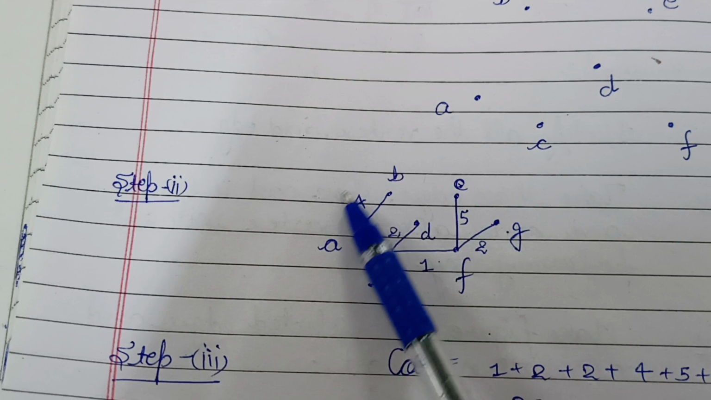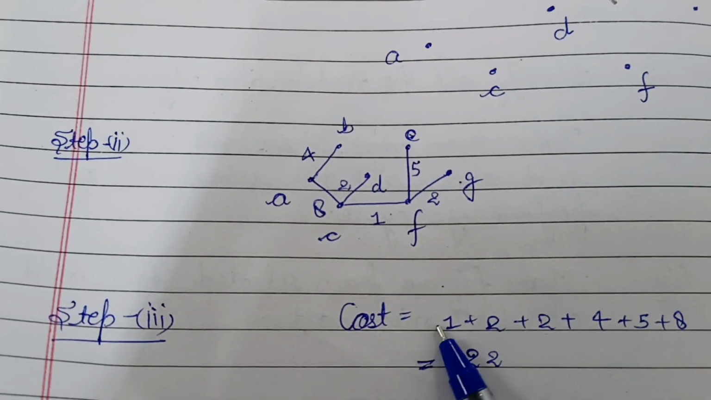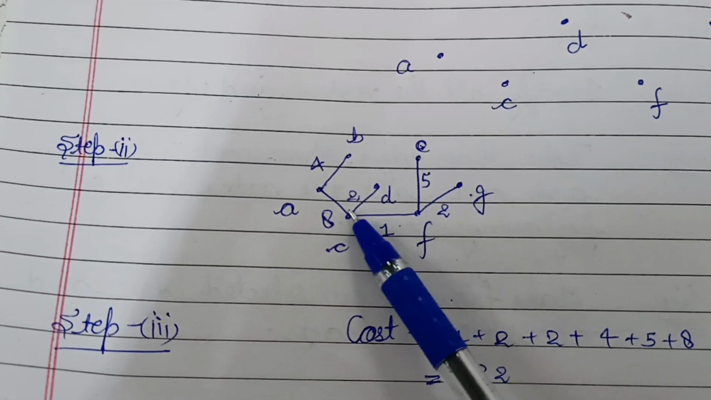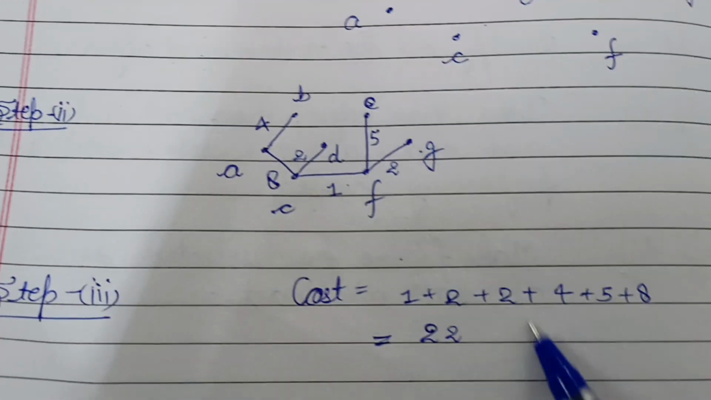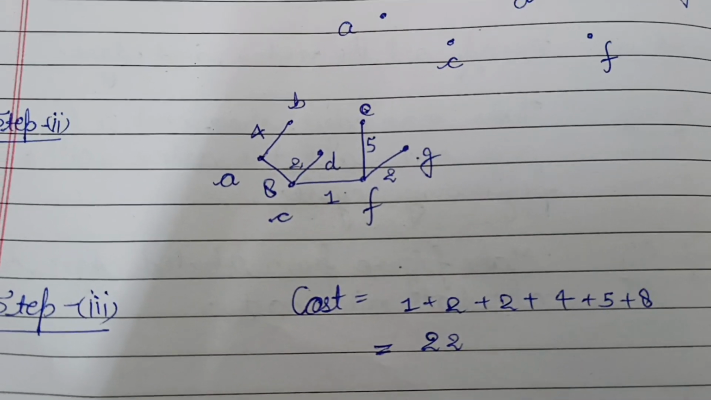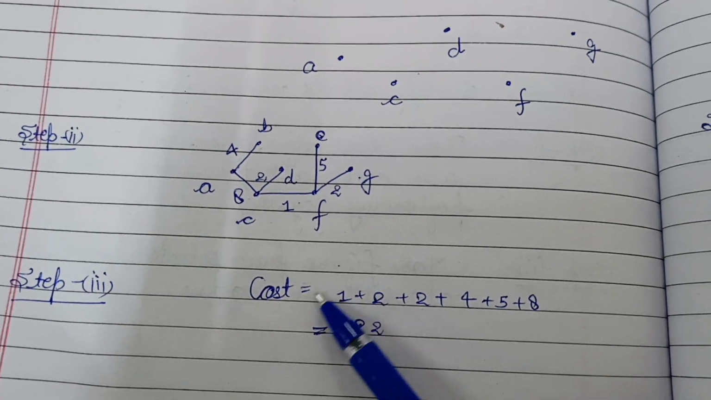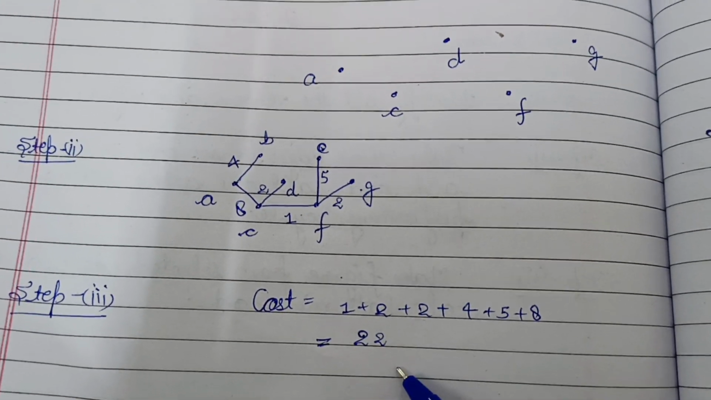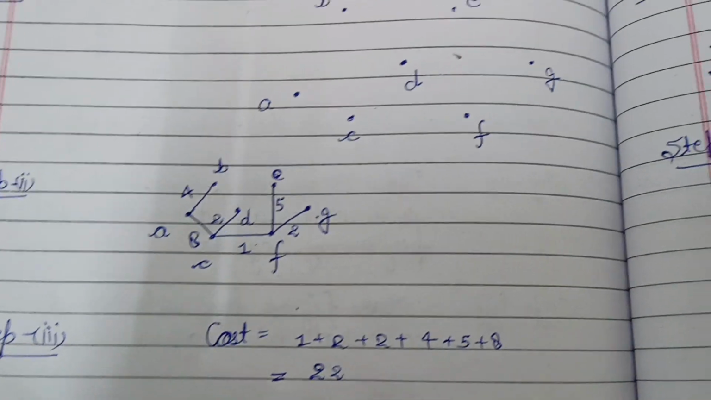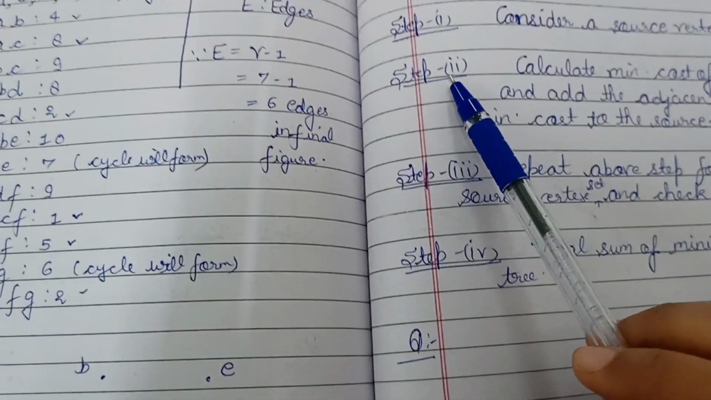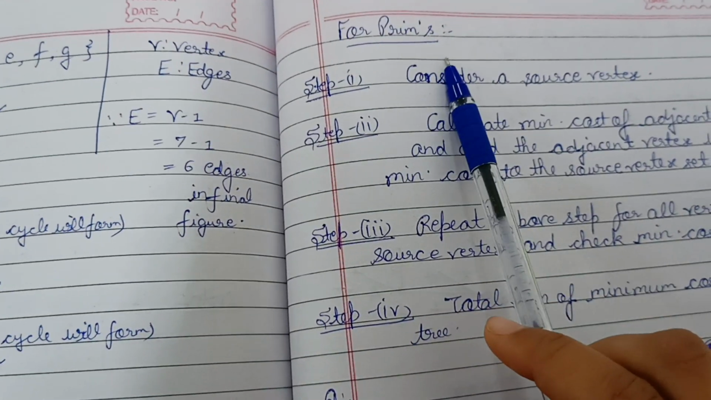So like that we conclude the figure, and then we come to the cost: 1 plus 2 plus 2 plus 4 plus 5 plus 8, which is 22. So we conclude our figure up to that, and we find the minimum cost here. Likewise, there is also Prim's algorithm.